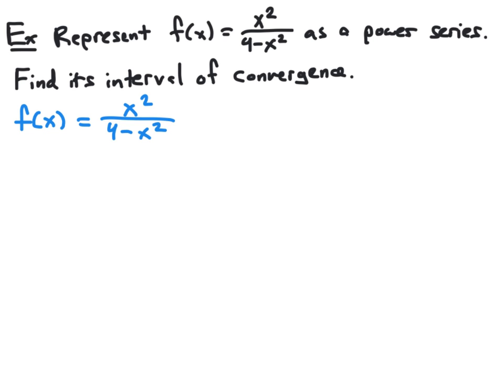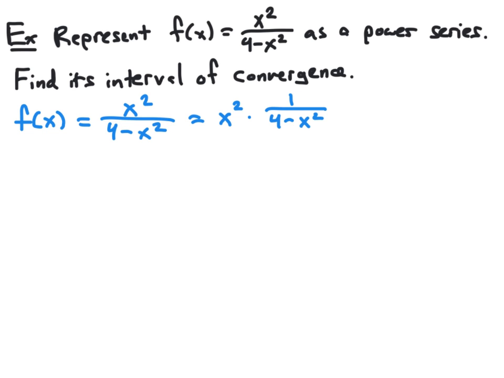In order to do this, we can manipulate this function in a couple different ways. First, to get a 1 in the numerator, we could rewrite this as x squared times 1 over 4 minus x squared. And this gives us part of what we need. We have the 1 now in the numerator, and we're multiplying by a power of x, x squared, and one of the properties we just discussed tells us how we can deal with that once we have a power series representation for the remaining part of our function.